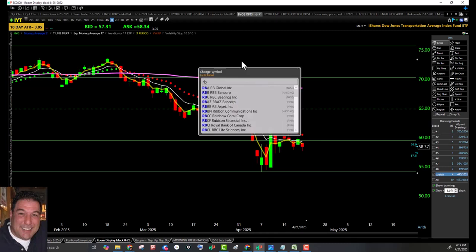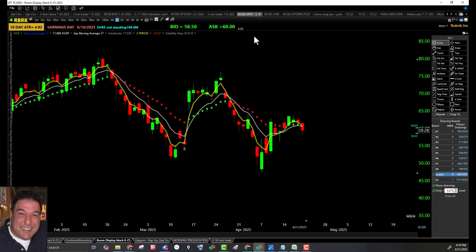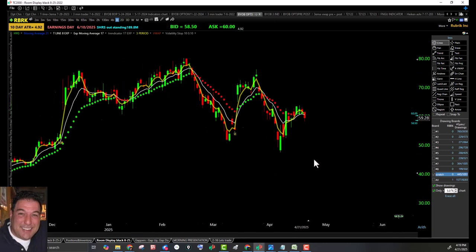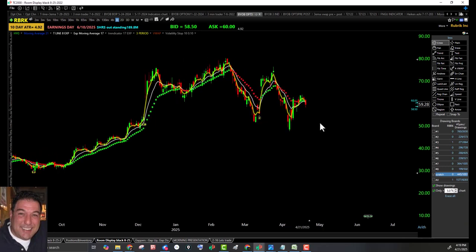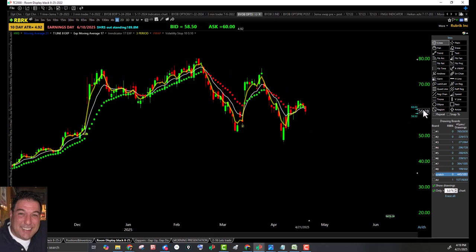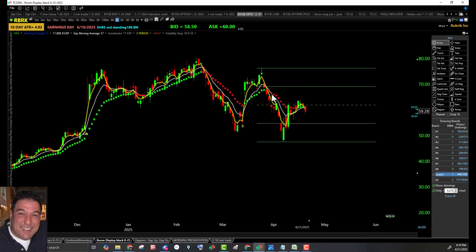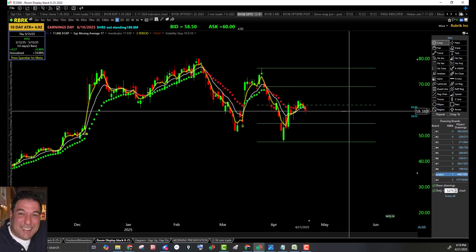RBRK. Daily chart, you're making lower lows and lower highs, so that's a downtrend right there. Quad lines. You're under the midpoint, so you're still neutral right there. As far as this goes, still neutral.